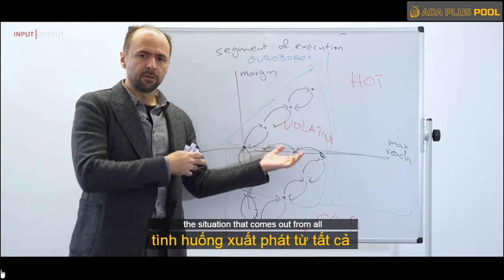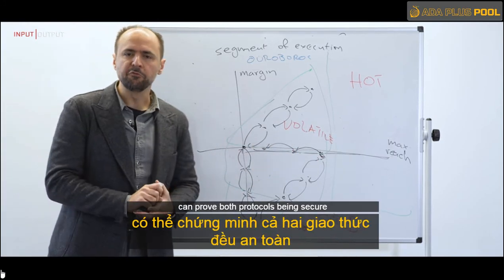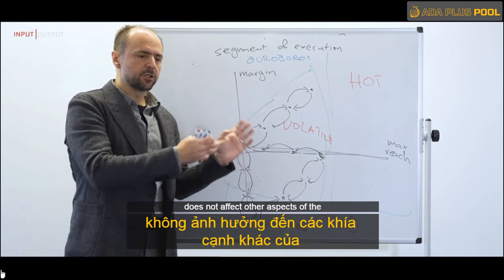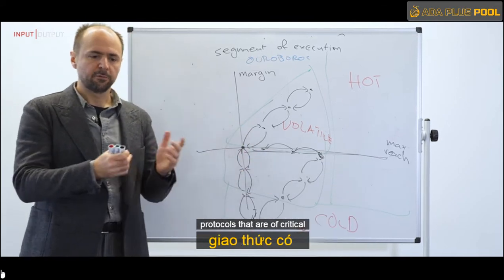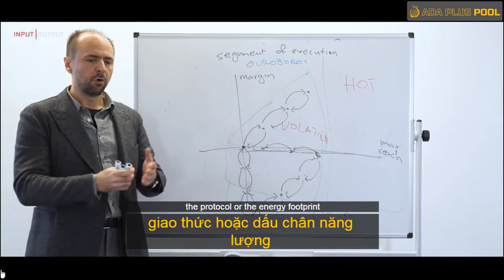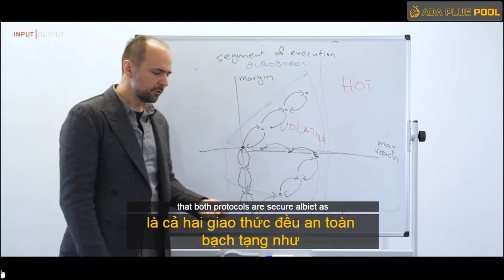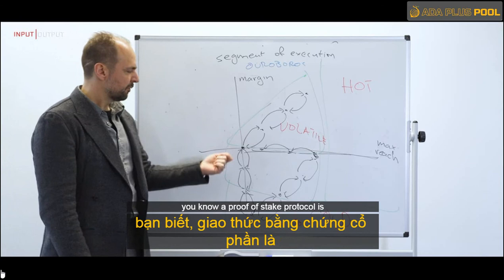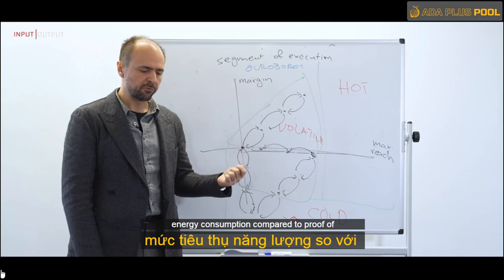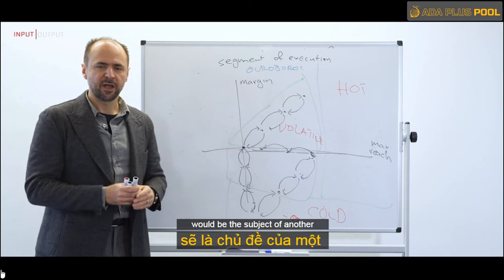The situation that comes out from all this discussion is the fact that yes, we can prove both protocols being secure under different assumptions. This does not affect other aspects of the protocols that are of critical importance, such as the performance of the protocol or the energy footprint that this protocol has. What we know is that both protocols are secure, albeit, as you know, a proof-of-stake protocol is a much more efficient protocol in terms of energy consumption compared to a proof-of-work protocol. But that in itself would be the subject of another discussion.